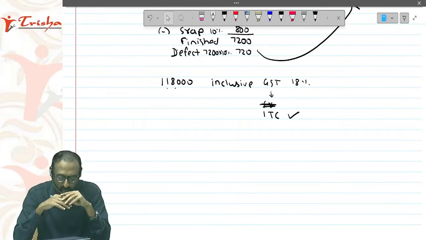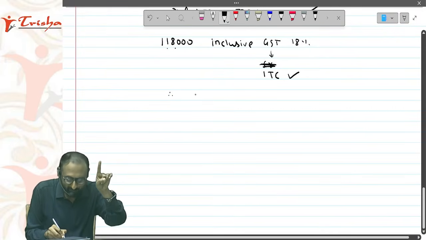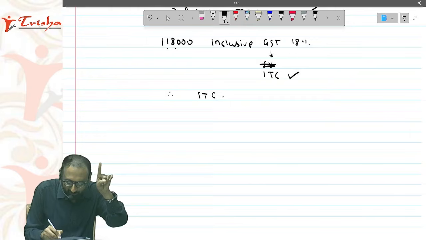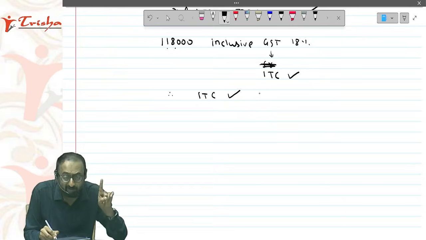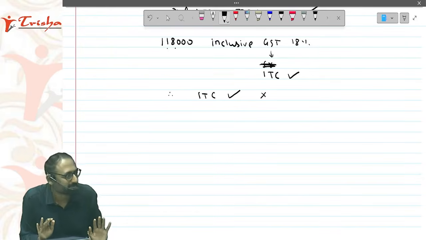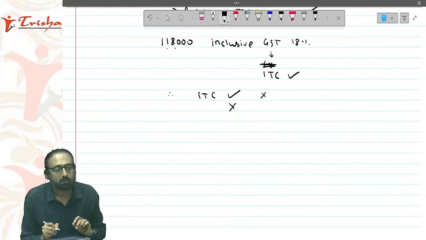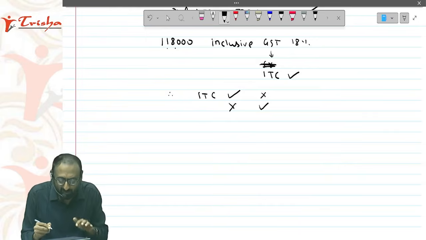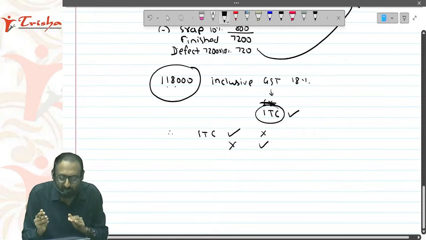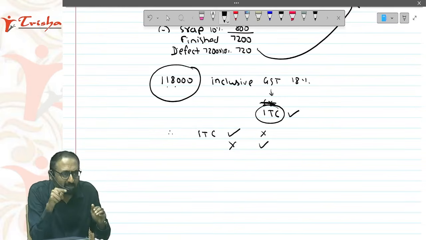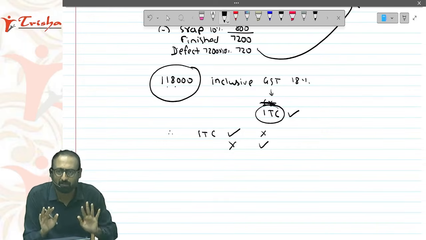Okay. So what is the thumb rule? Concentrate. If ITC, input tax credit, is eligible, don't add GST in the purchase price, correct? But if input tax credit is not eligible, then add. Now in this 1,18,000, is ITC eligible or not eligible? What I have written there, ITC is eligible. If ITC is eligible, you will not add GST in the purchase price, correct?